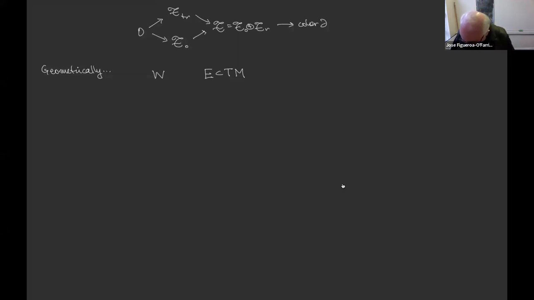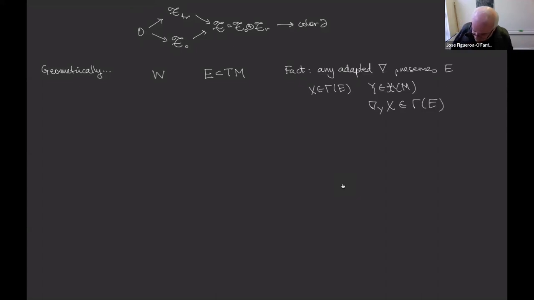So that's another fact, but this is a typical fact of G structures. I'm not going to prove it. So any adapted affine connection preserves E, in the sense that if X is a section of E and Y is any vector field, nabla Y X is again a section of E. So that we're going to use. So we have this subbundle and we have a connection that preserves it. And of course, the connection also annihilates eta and gamma, these two tensors that we have flying around.